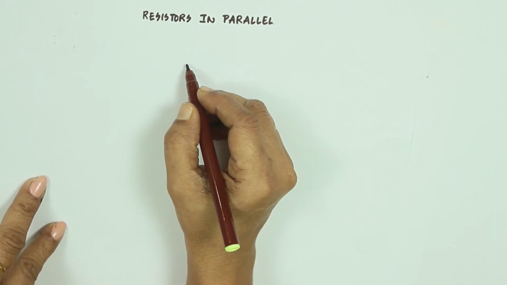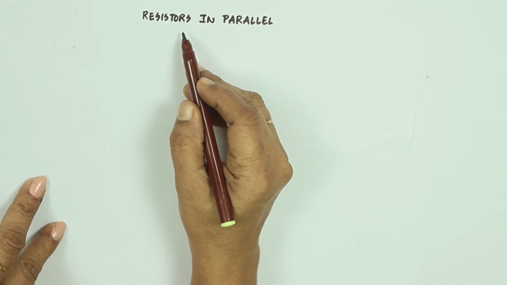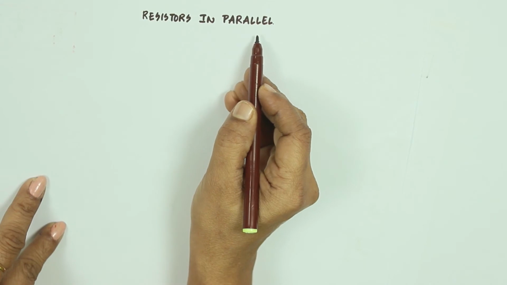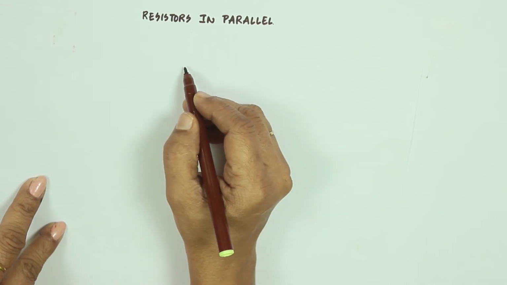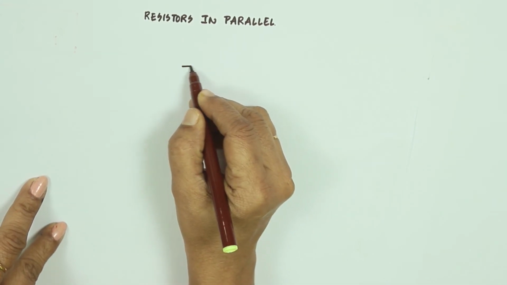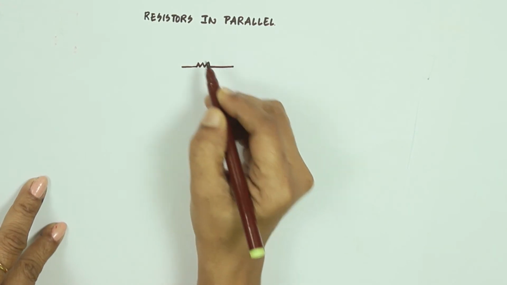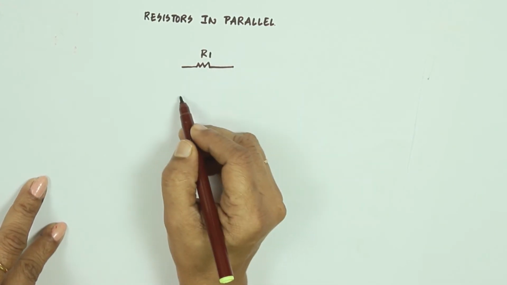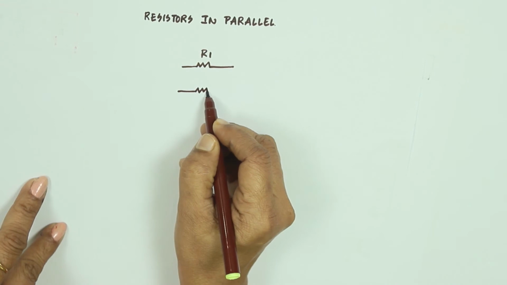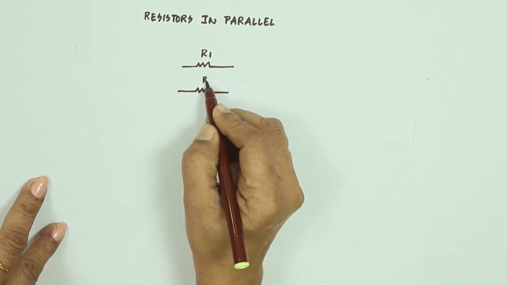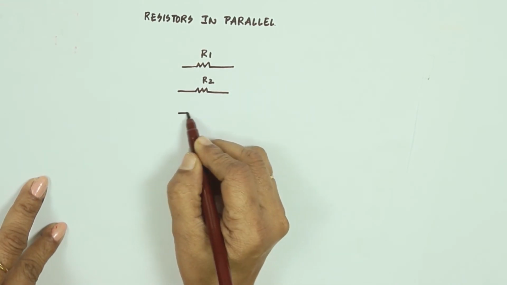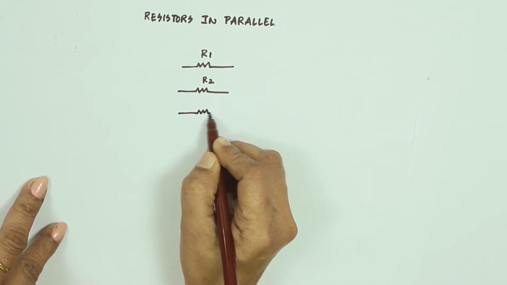Now, let us consider the equivalent resistance when the resistors are connected in parallel. So, we are going to take 3 resistors: R1, another resistor R2, and a third resistor, R3.